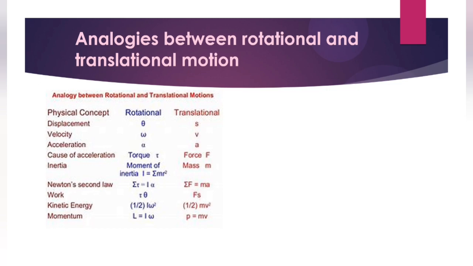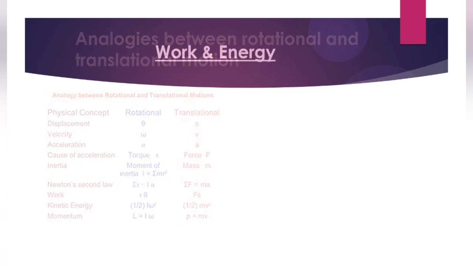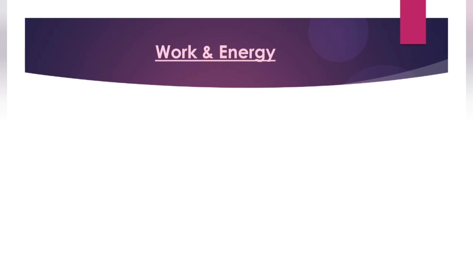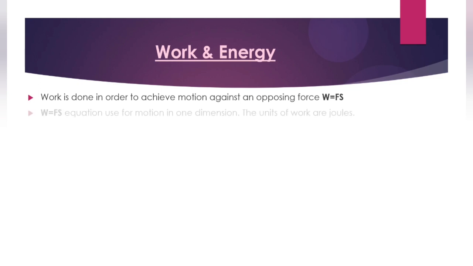Before defining the term energy, we have to describe briefly the term work. Work is done in order to achieve motion against an opposing force, W = Fs. This is an equation of a scalar product: work is the multiplication of the vectors force and displacement. W = Fs is the equation used for motion in one dimension. The unit of work is the joule.